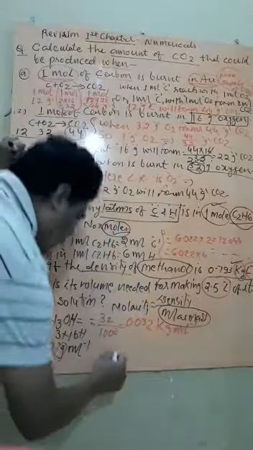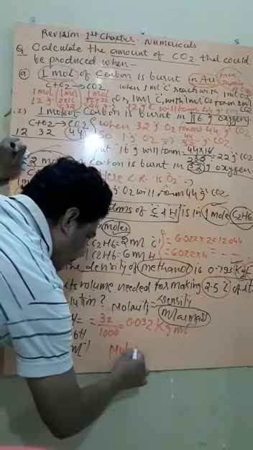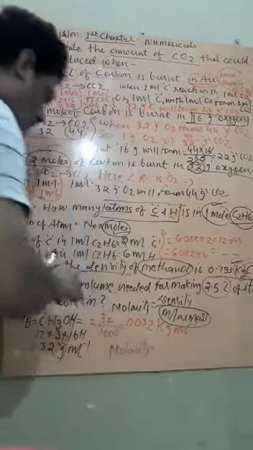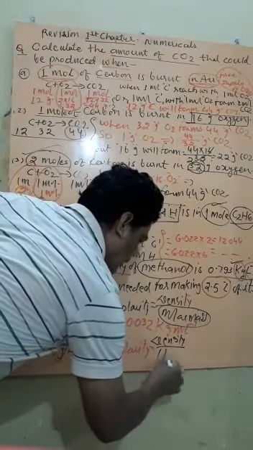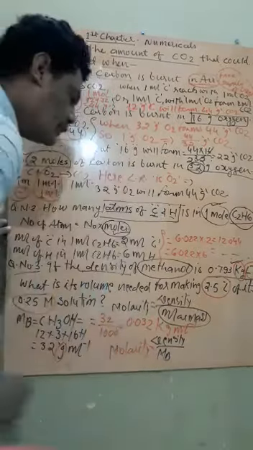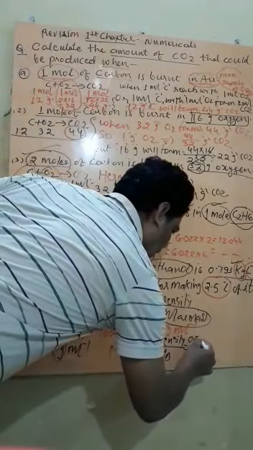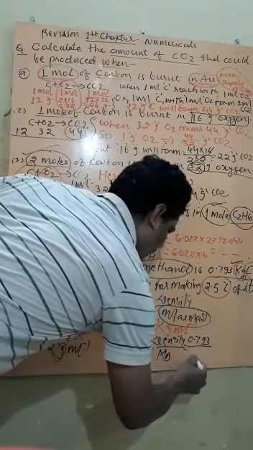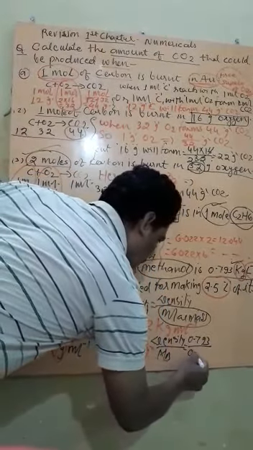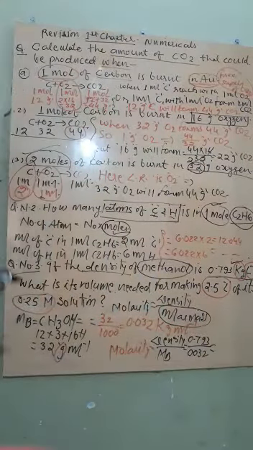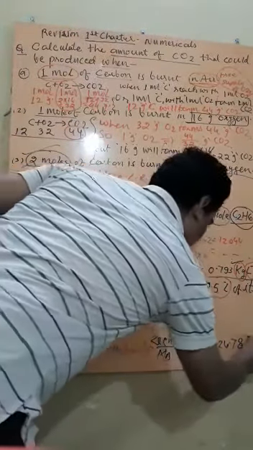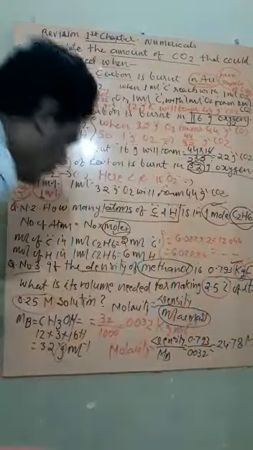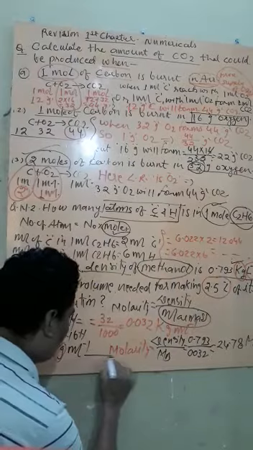Now what you have to find is molarity. So now molarity is equal to, simply place the value, density upon molar mass. What is the density? 0.793 divided by 0.032. When you solve the question, you will get the answer 24.78. So this comes as the molarity.